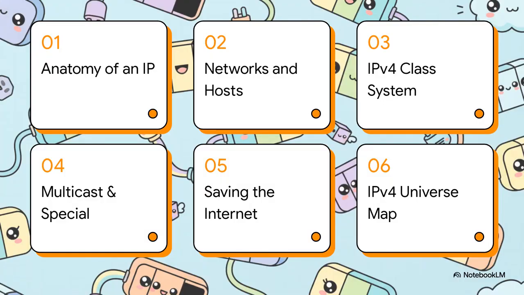Okay, let's quickly map out our digital city planning journey for today. We'll kick things off with the anatomy of an IP, figure out networks and hosts, and then tour the IPv4 class system. After that, we'll hit multicast and special zones, look at how we literally saved the internet, and finally zoom all the way out for the complete IPv4 universe map.